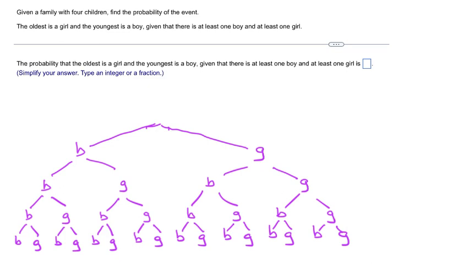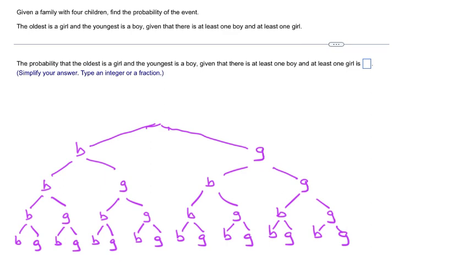So now, if we are interested in the fact that the oldest is a girl and the youngest is a boy, given that there is at least one boy and one girl, we can come down to only the paths which have at least one boy and at least one girl. And so what we can get rid of then is the path where we have all boys, because we have no girls. We can ignore the path where we have all girls because we likewise have no boys in that situation. And so the paths we have are these 14 in the middle, where we have at least one boy and at least one girl.